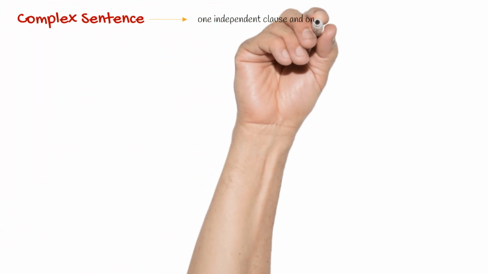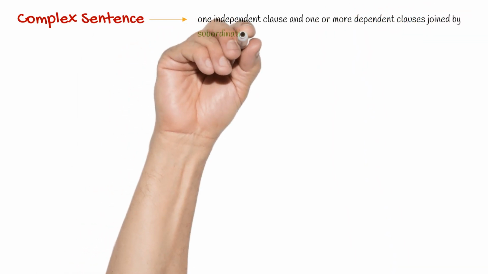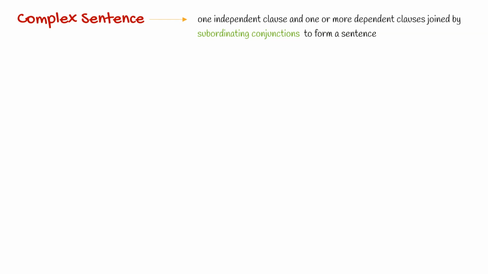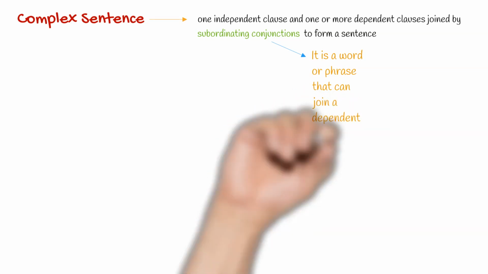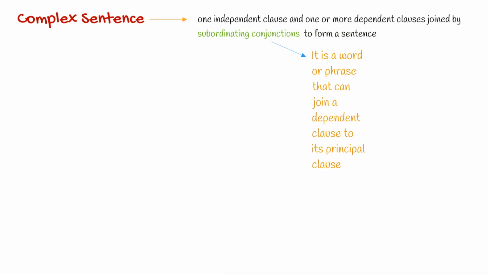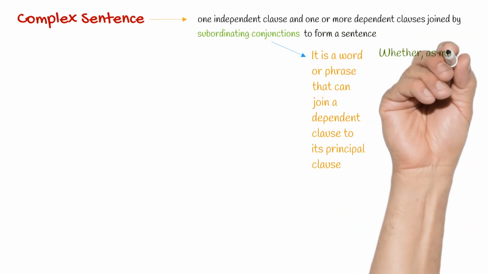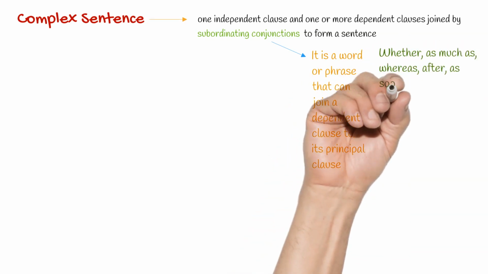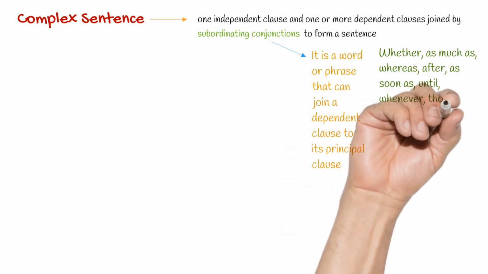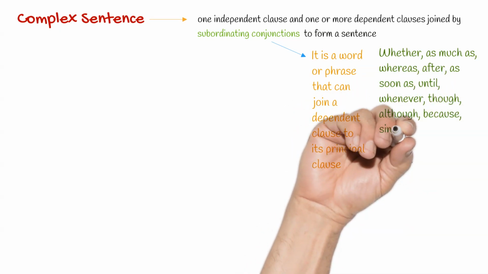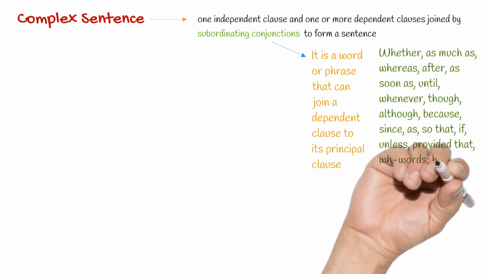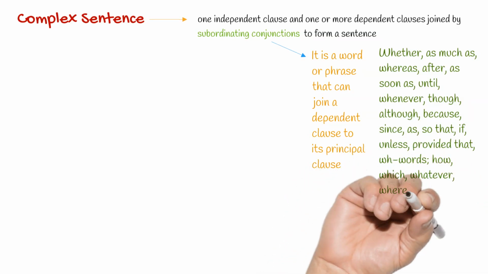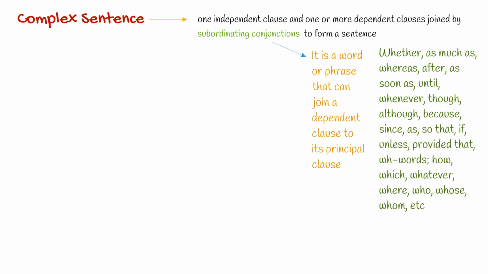If one independent clause and one or more dependent clauses joined by subordinating conjunctions form a sentence, it is called a complex sentence. Remember, a subordinating conjunction is a word or phrase that can join a dependent clause to its principal clause. Whether, as much as, whereas, after, as soon as, until, whenever, though, although, because, since, as, so that, if, unless, provided that, how, which, whatever, where, who, whose, whom, etc. are the examples of subordinating conjunction.